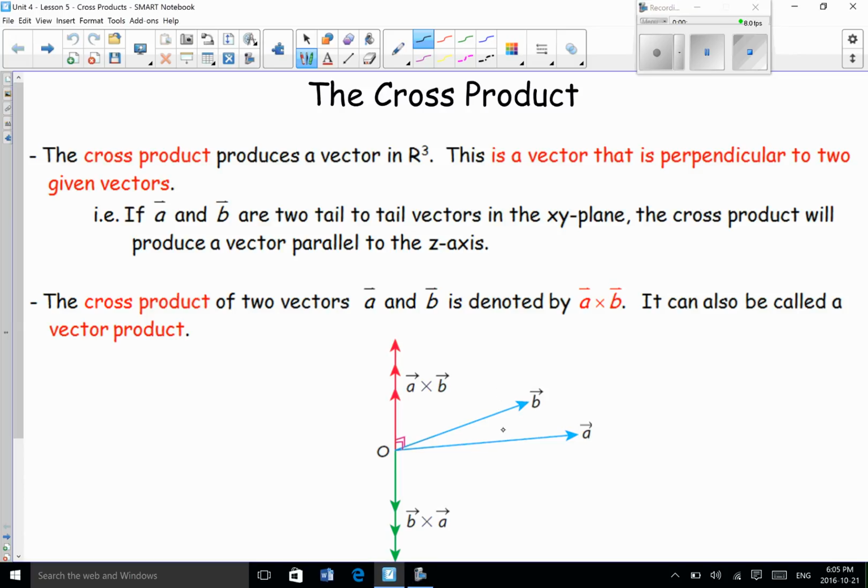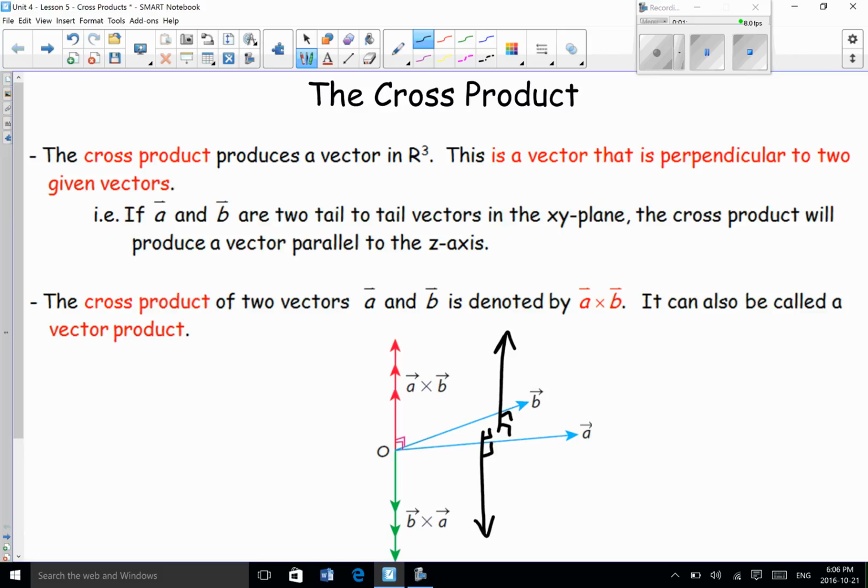It could be one that's over here. It could be perpendicular to B and perpendicular to A. It could be over here, perpendicular to B, perpendicular to A. And lots of vectors. In fact, an infinite number of vectors. And all of those will be perpendicular to both A and B at the same time. And our objective today is to actually produce one of those vectors. And we can do that using the cross product.